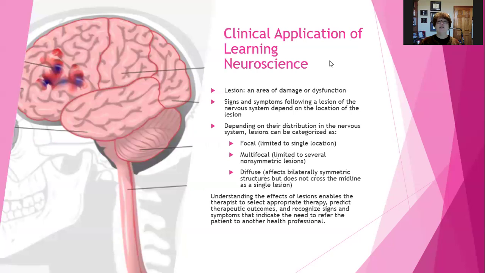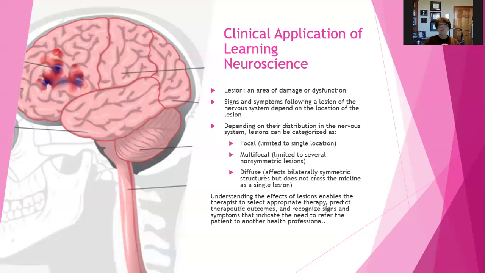Okay, so the clinical application of learning neuroscience, this is where the rubber hits the road in the clinic, right? So a lesion is an area of damage or dysfunction. A lesion can be anything and caused by a lot of different things. The signs and symptoms following a lesion of the nervous system depend on the location of the lesion. That's why we want to, as much as possible, know the location of the lesion. Knowing the location of the lesion can help you with diagnosis. Also, knowing signs and symptoms can help you determine the location of a lesion. So it goes both ways.